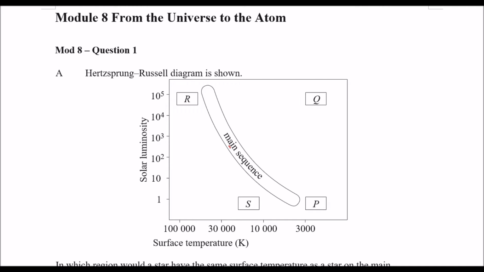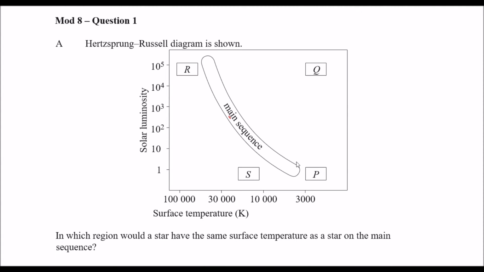With question 1 here, it says that we have a Hertzsprung-Russell diagram shown below. On the y-axis, we have the solar luminosity. Now, if you recall, luminosity is brightness, and then we have surface temperature. You can see that surface temperature is linked with brightness here, at least with the main sequence stars that we have. So let's have a look at the question.